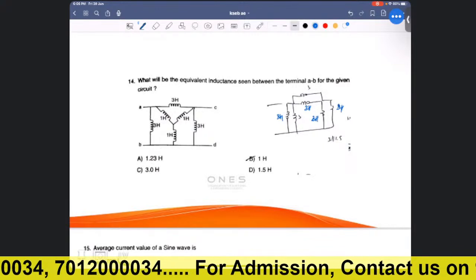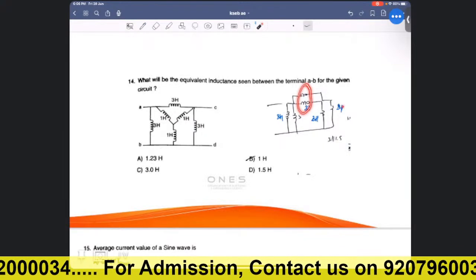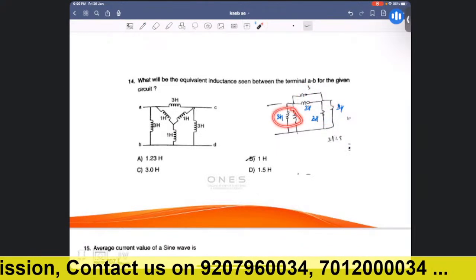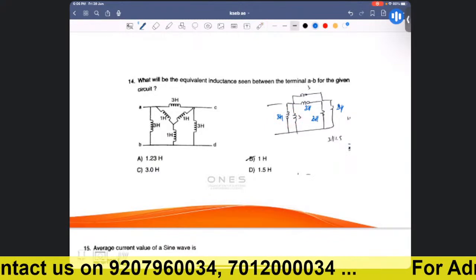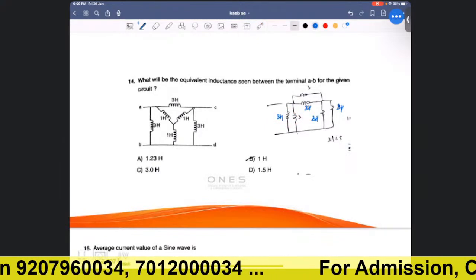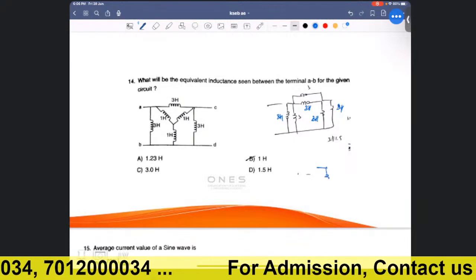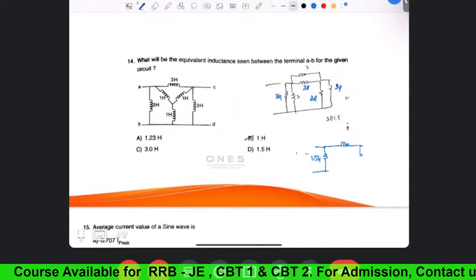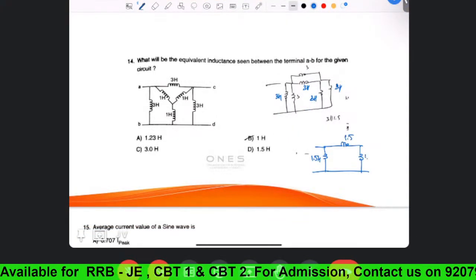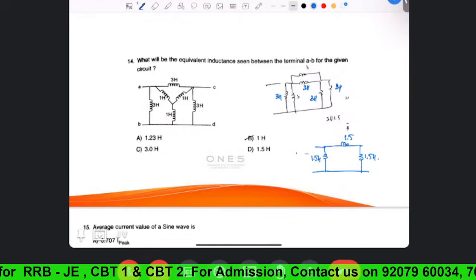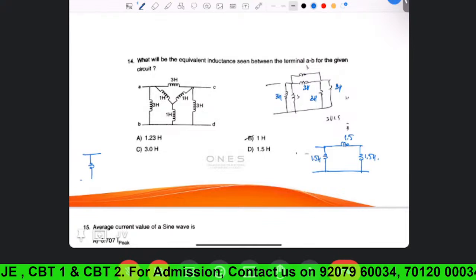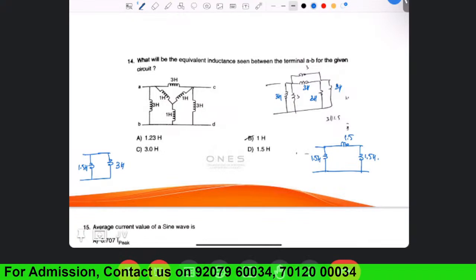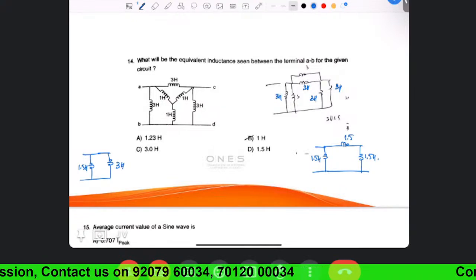Okay, now look, 3 Henry and 3 Henry are in parallel. Here 3 are in parallel. So here it will be 1.5 Henry, and 1.5 Henry. And next, if you solve this, it will be 3 Henry and 1.5 Henry. So 3 Henry in parallel with the 1.5.